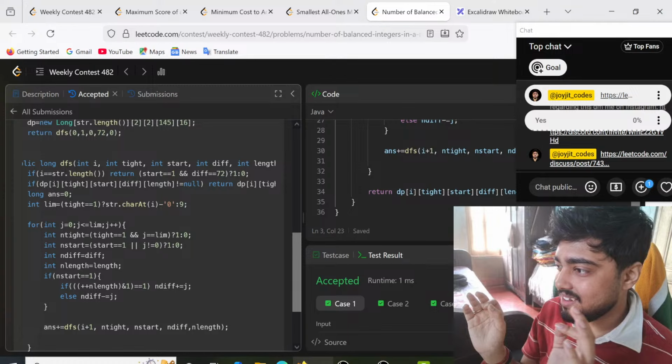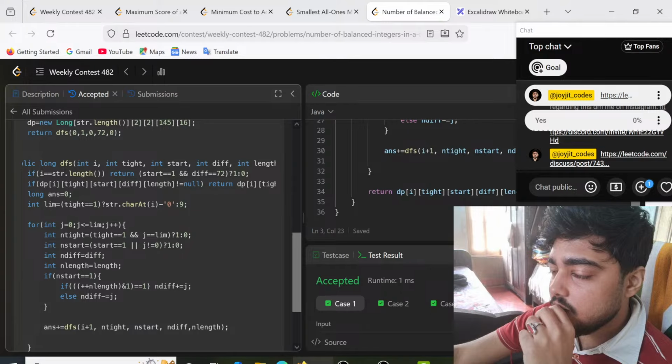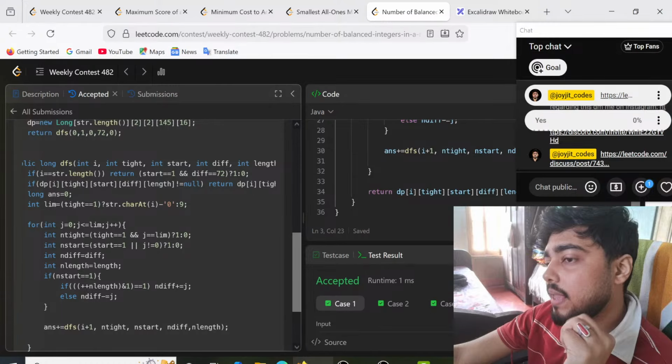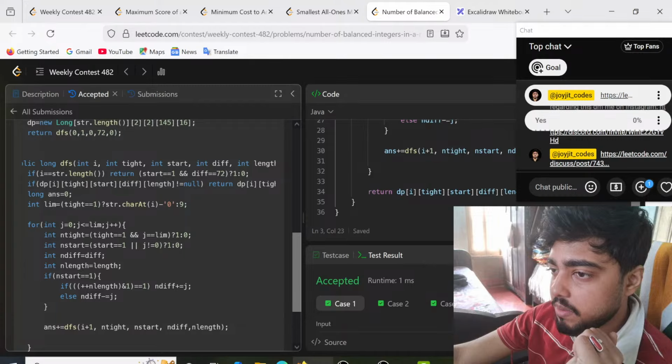Okay, so once you lose the tightness, you can't get it back. Now, since you have lost the tightness, you can make it directly zero. But let's say it was tight till now, then how can you consider whether it will be tight for now also or not? It will be tight only if the current element is touching the limit.